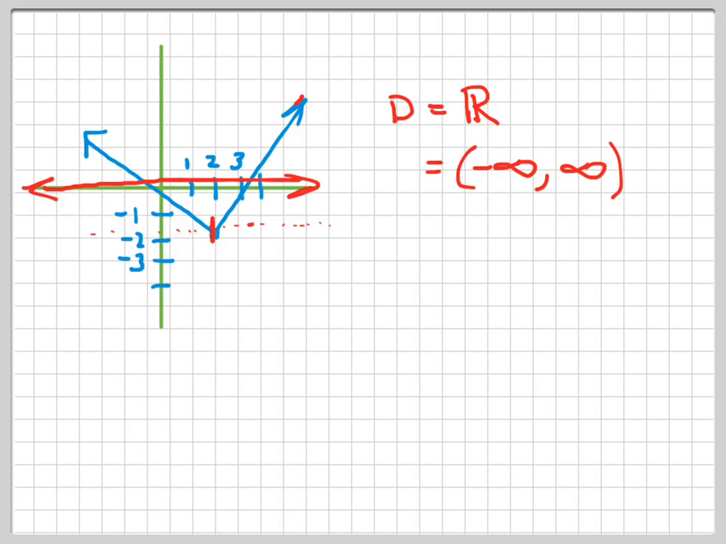For my range, the y values, I'd say, oh, look at that, this thing doesn't start until y is -2, and then it goes up forever. They go outward too, but they go up, starting from -2. So I say, hey, it starts at -2, and it goes up for forever. And that is my range.